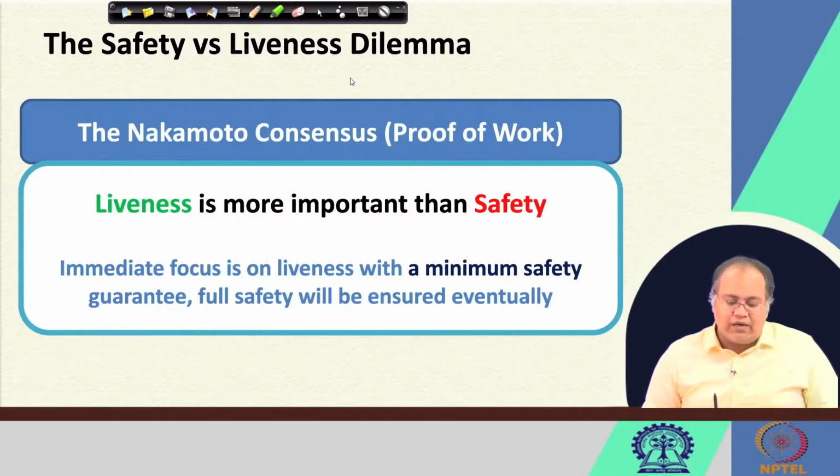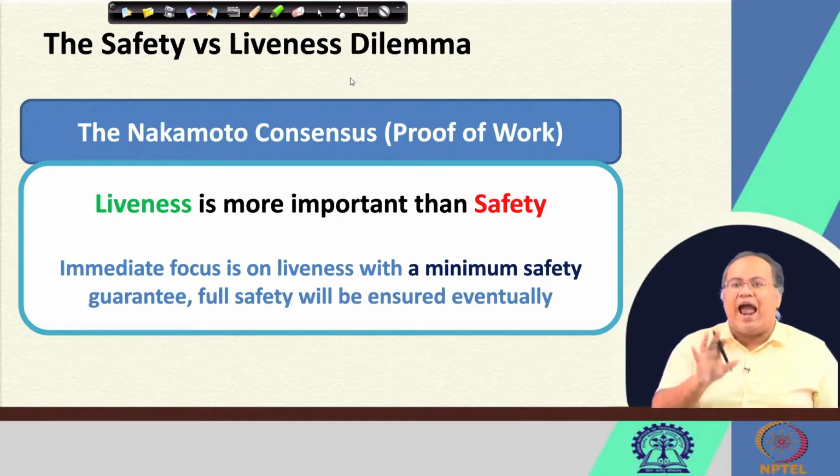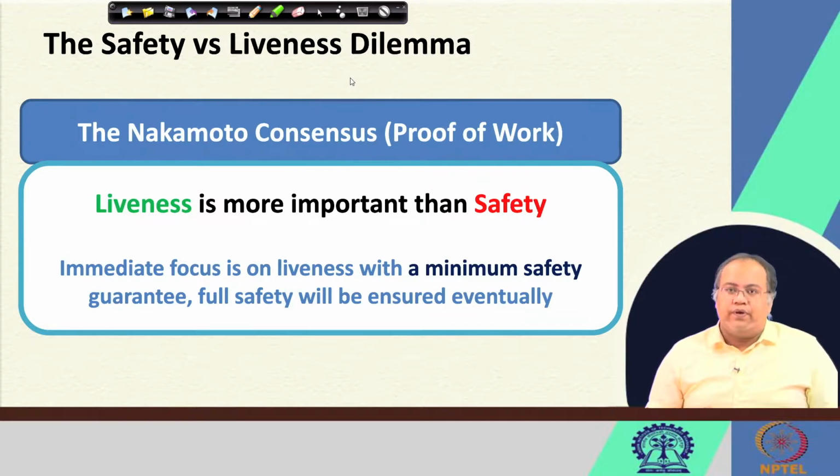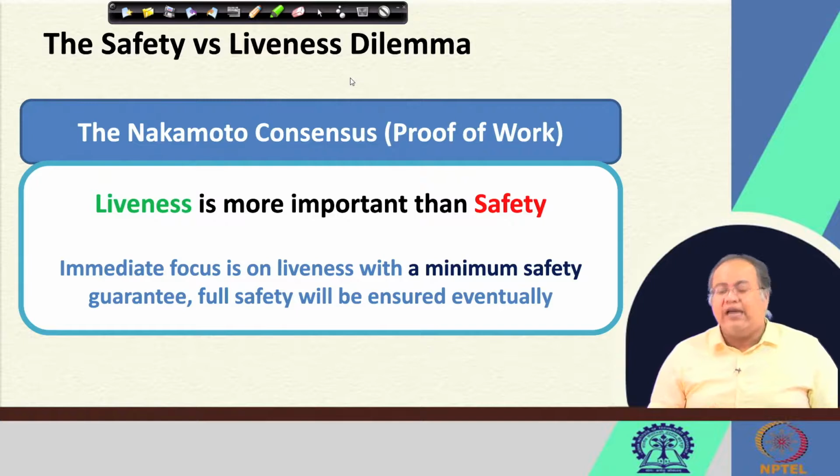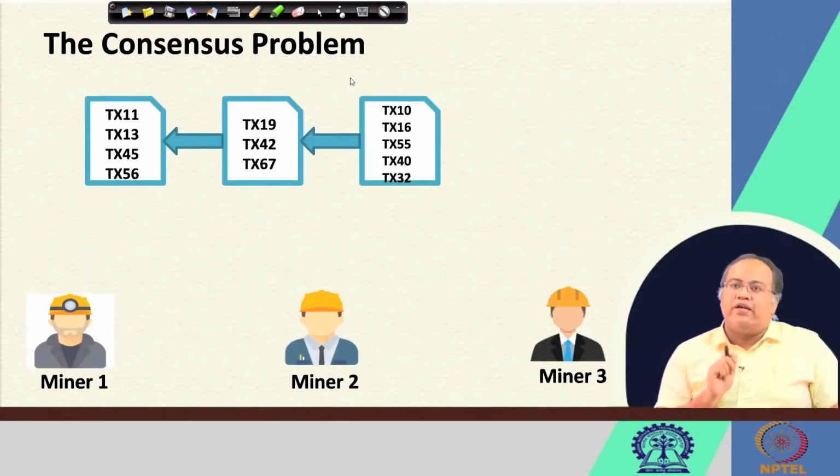As we have mentioned earlier, the Nakamoto consensus, or the proof of work, that has been designed in the context of the Bitcoin blockchain, gives more priority to liveness compared to safety. The immediate focus of the Nakamoto consensus is that, within a fixed amount of time, you try to add the next block. Whether it is safe to add that block, we can satisfy later on, and what is meant by safety here precisely, we are going to discuss in detail in the next lecture.